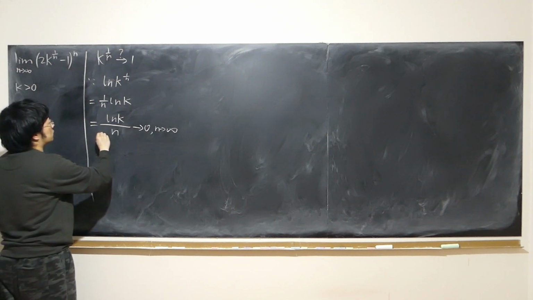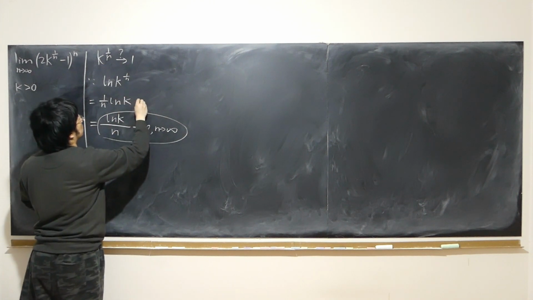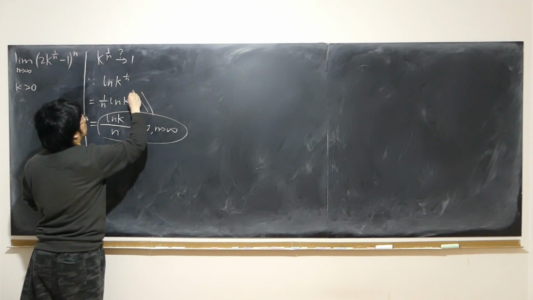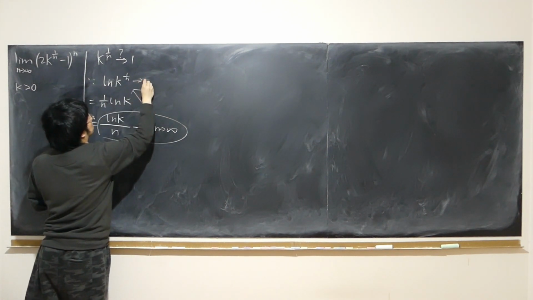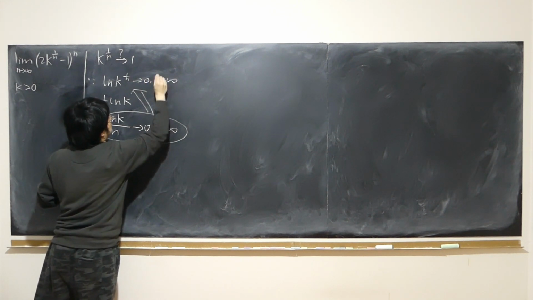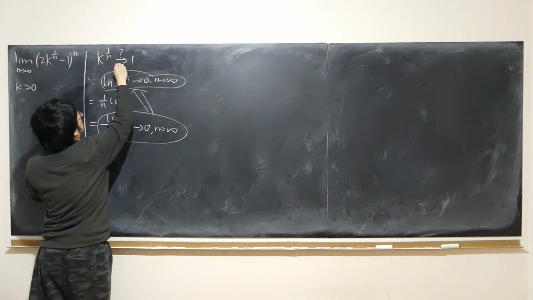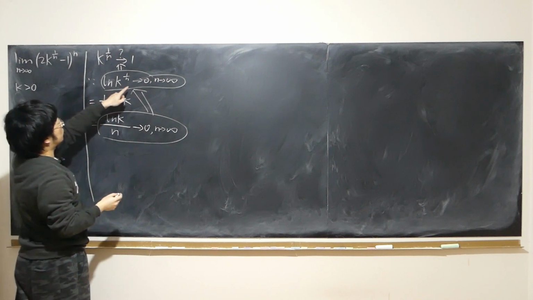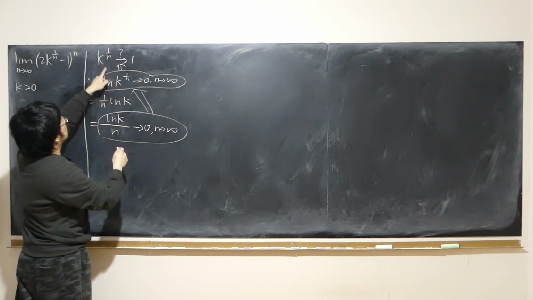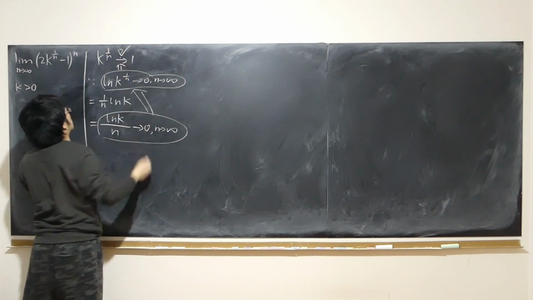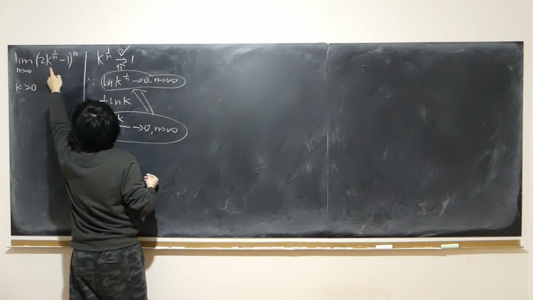So log of this approaches 0. That implies that whatever is inside the log has to approach 1. So k to the power of 1/n really approaches 1, and we have something approaching 2 times 1 minus 1, that's 1.